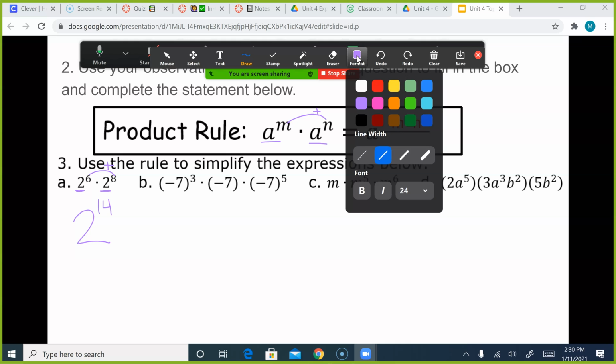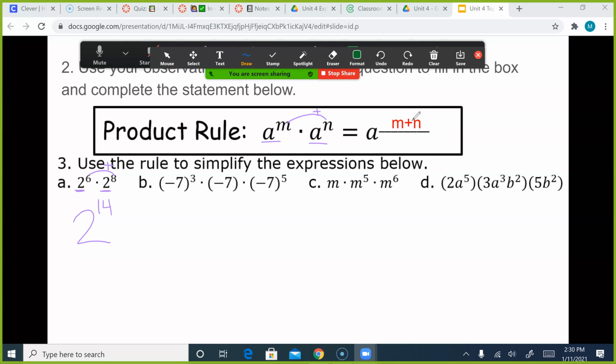Okay, so for part B, base, base, base, they're all the same base. They all have -7 as the base. So then we're going to add 3. There's a 1 here and a 5. 3 plus 1 plus 5. 4 plus 5 is 9. And that's all we do. We're not going to actually figure it out.